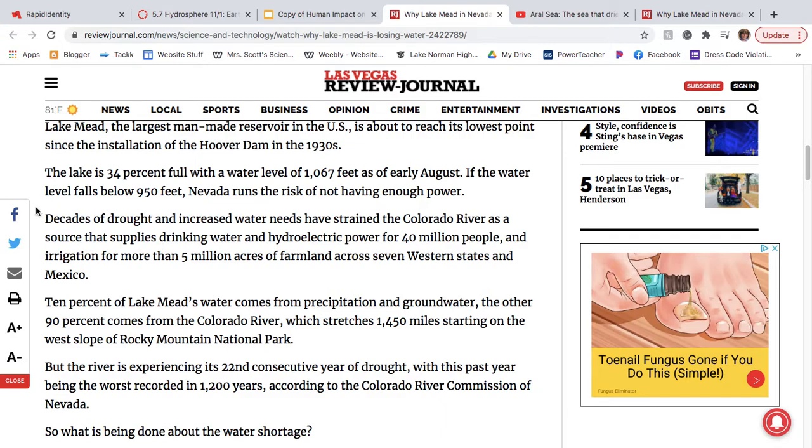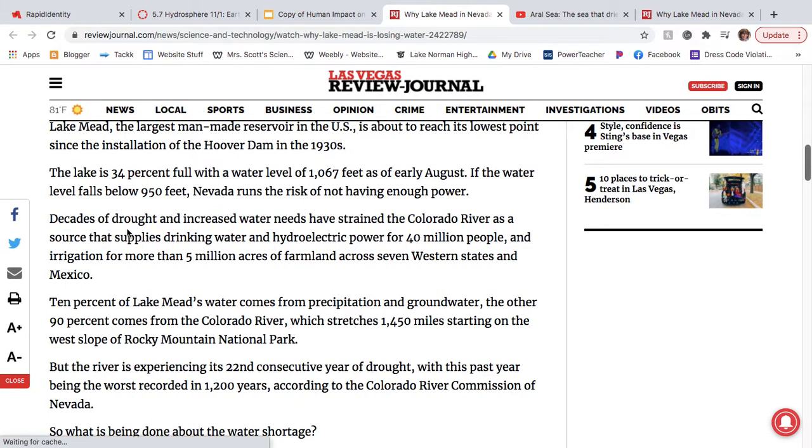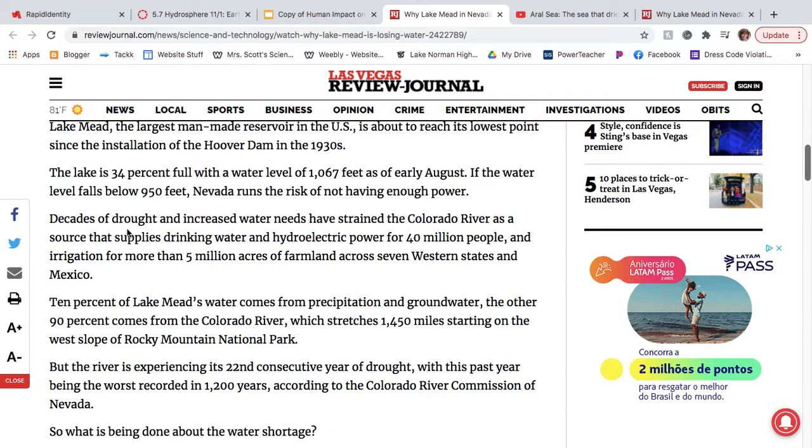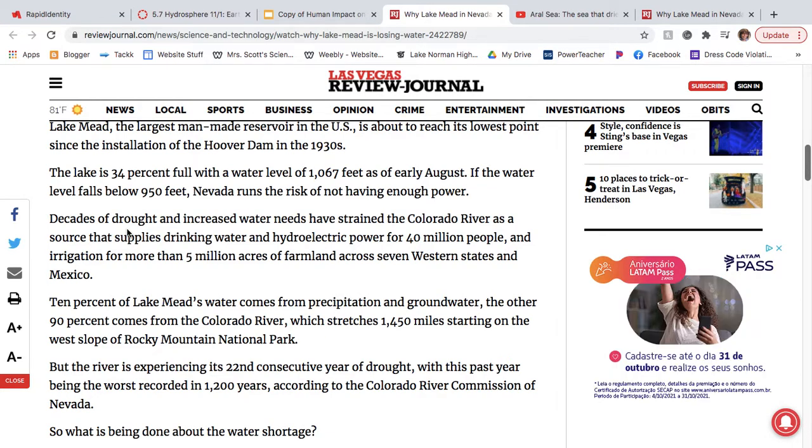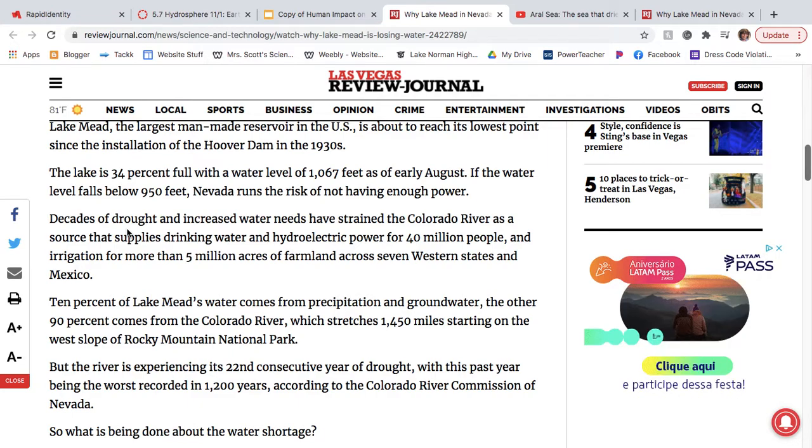It is 34% full because we have decades of drought along with increased water needs. Because the climate is changing to being on the warmer side, you're not getting as much runoff from the mountains. Lake Mead gets its water from the Colorado River, and the Colorado River gets its water from the snow that falls on the Rockies. Because it's getting warmer, there's not as much snow, which means not as much water is getting down there.